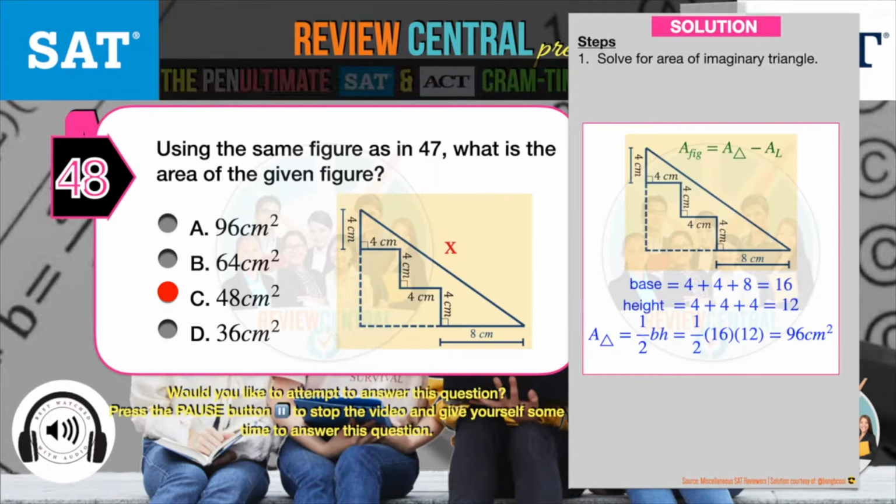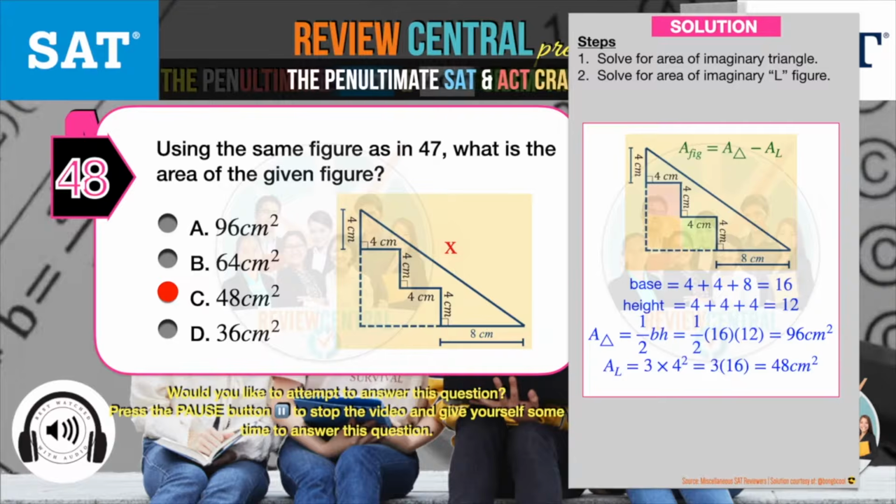For our imaginary triangle, the base is 16 centimeters, that is, 8 plus 4 plus 4, and the height is 12 centimeters, that is, 4 plus 4 plus 4. Therefore its area is 1/2 times 16 times 12, or 96 square centimeters.